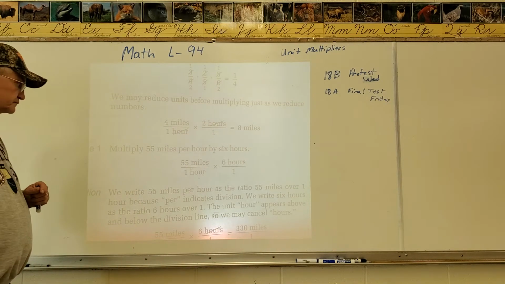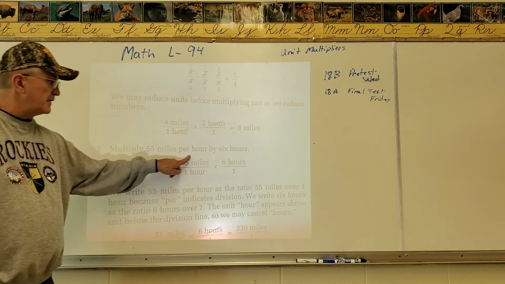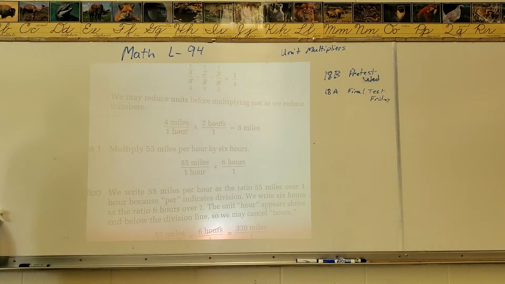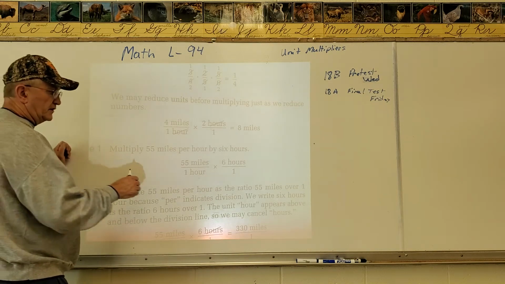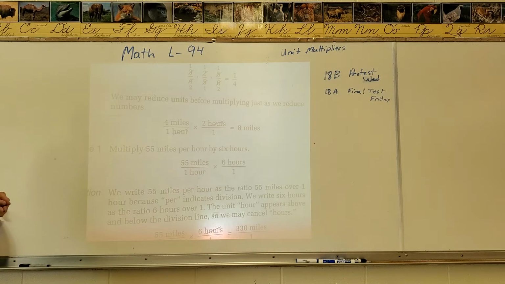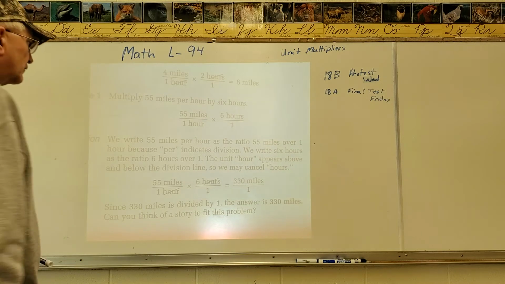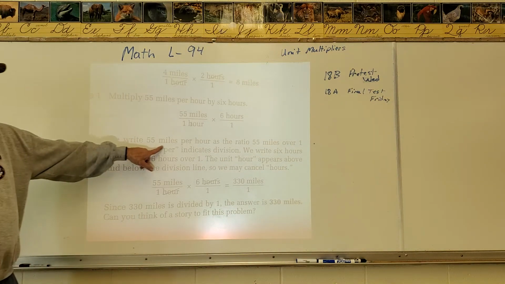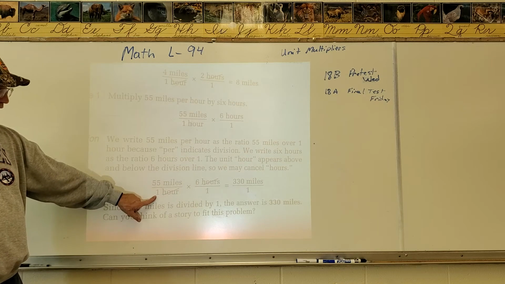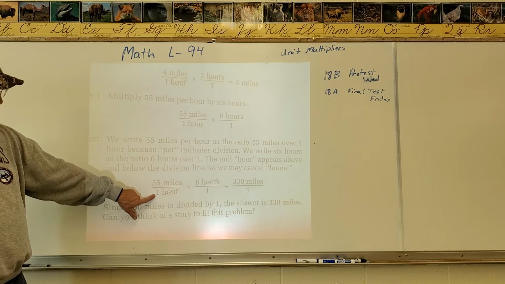All right, so we're going to look at example 1. It says multiply 55 miles per hour by 6 hours. What that literally means is 55 miles per hour is my unit multiplier, in other words, miles per hour. Let me slide the book up so we're looking at the same thing. We're going to write 55 miles per hour as a ratio of 55 to 1. That's what they did here. They wrote it out as 55 miles per 1 hour.